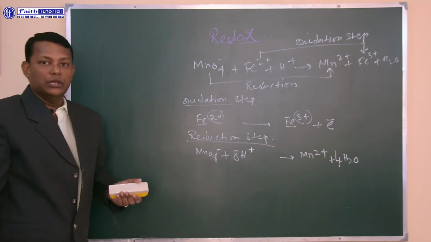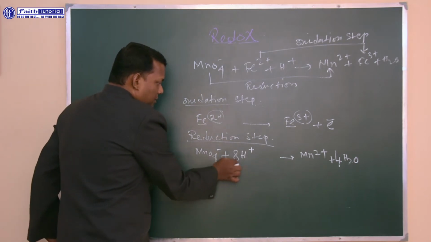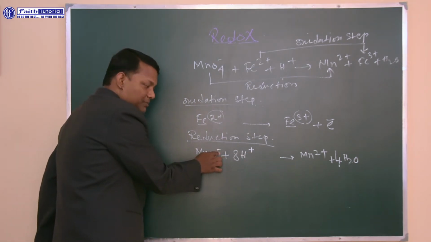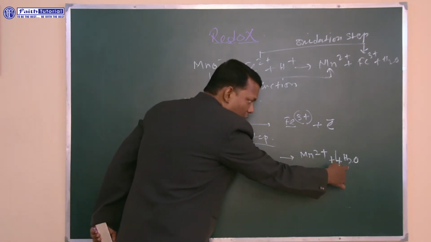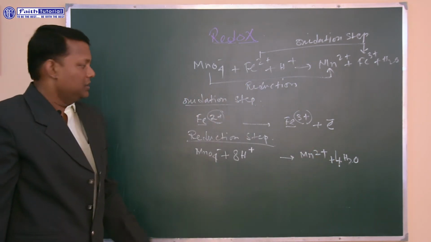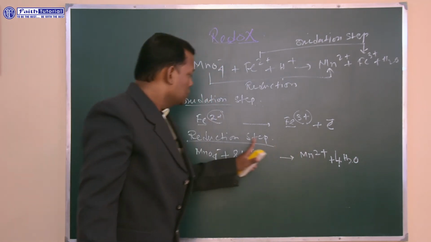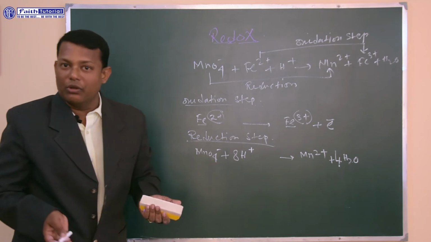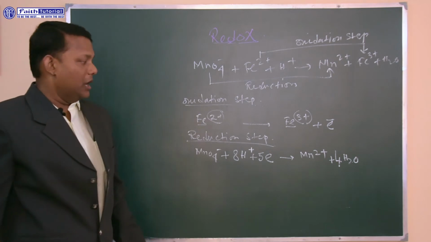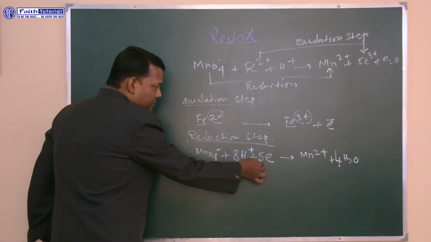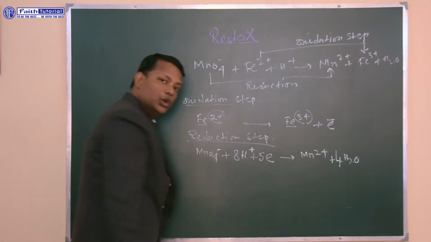Next you have to balance charge by adding electrons. On the left, 8 positive charges and 1 negative charge, so ultimately 7 positive charges on your left. Water is neutral, so 2 positive charges on your right. So 5 positive charges are extra on your left. So you have to add 5 electrons to make it neutral. Now count: 5 negatives, 8 positives, 1 negative, ultimately 2 positives. On your right, 2 positives.